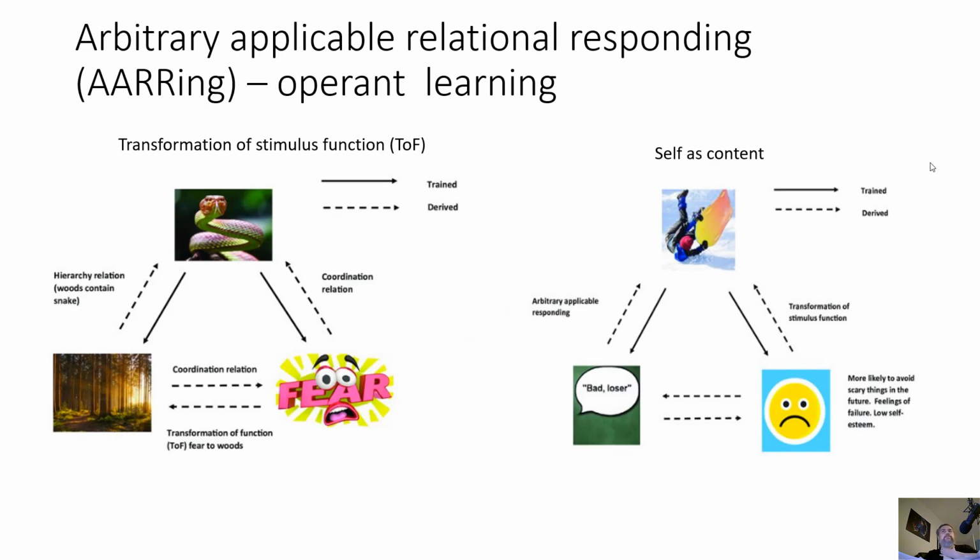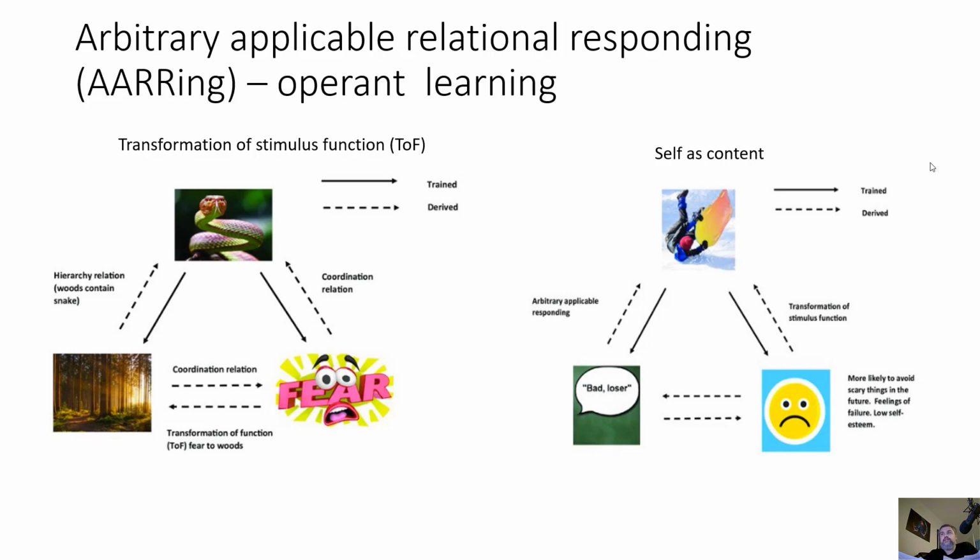So we know the key property of RFT is this thing called arbitrary applicable relational responding, AARRing, and operant learning, and it's got some very cool features, such as the transformation of function. You're scared of a snake. Someone tells you these snakes are in these woods. You previously have been neutral. You felt neutral about the woods, and all of a sudden now you know these snakes are there. The woods in itself becomes some stimulus for a fear response. So it transforms the woods into something that you're now afraid of.